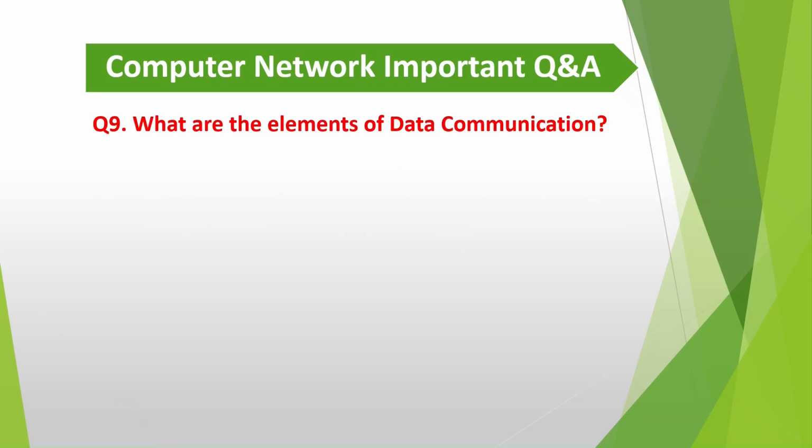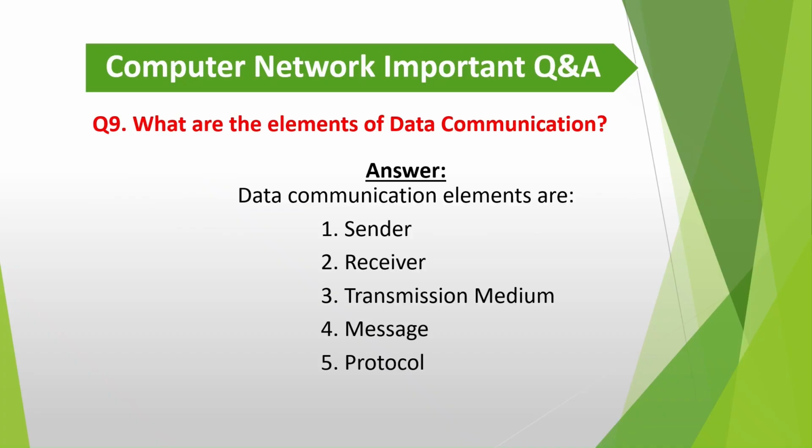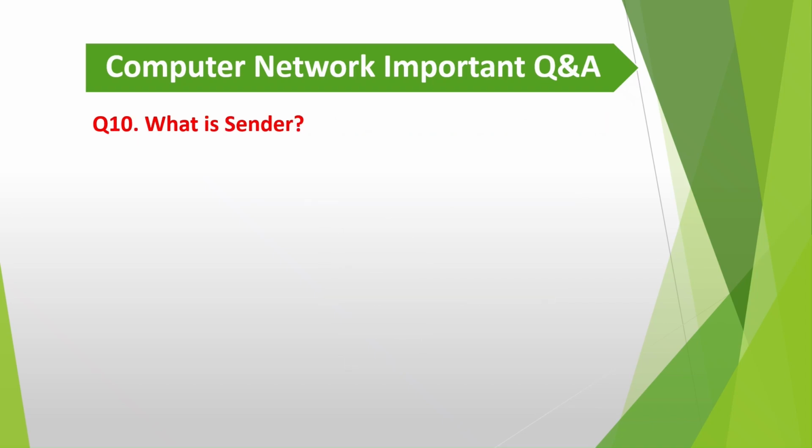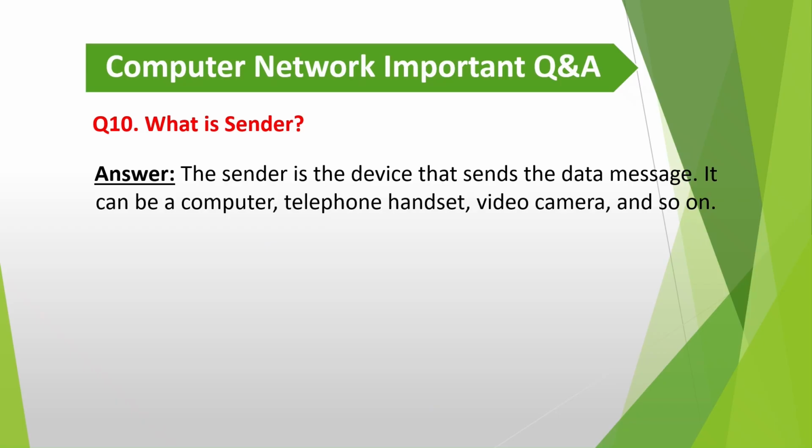Question 9. What are the elements of data communication? Answer. Data communication elements are 1. Sender 2. Receiver 3. Transmission medium 4. Message 5. Protocol. Question 10. What is sender? Answer. The sender is the device that sends the data message. It can be a computer, telephone handset, video camera, and so on.